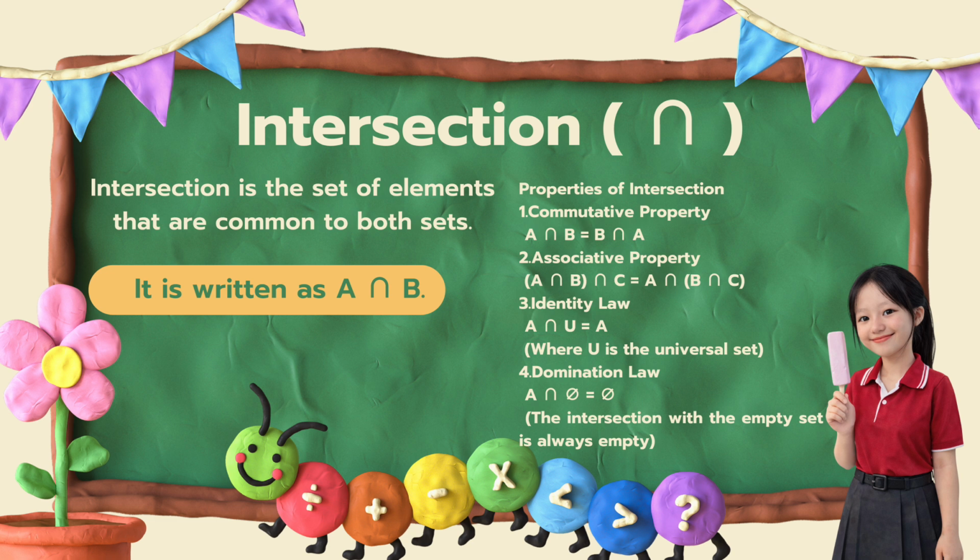And fourth, the domination law. A ∩ empty set equals empty set. So intersection means keeping only the elements that both sets share.